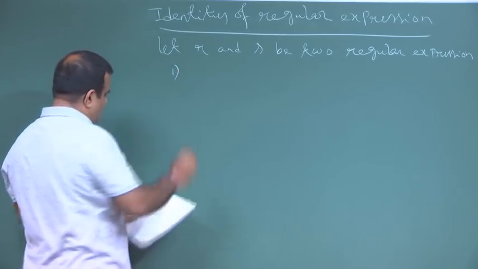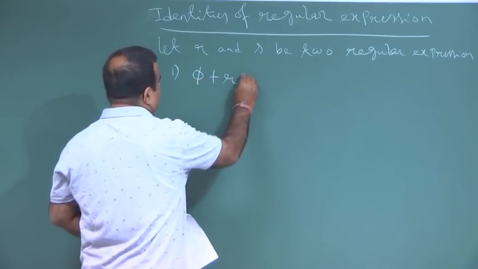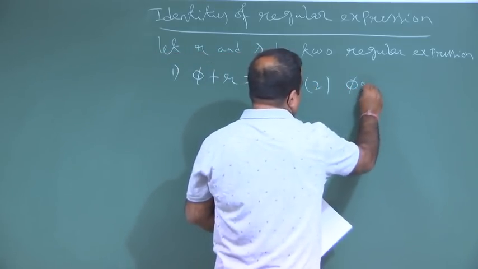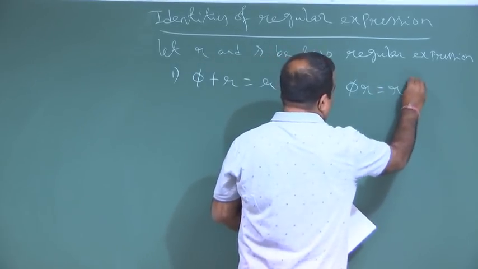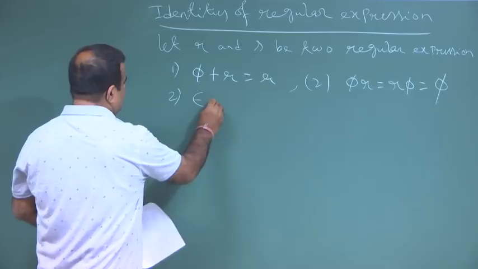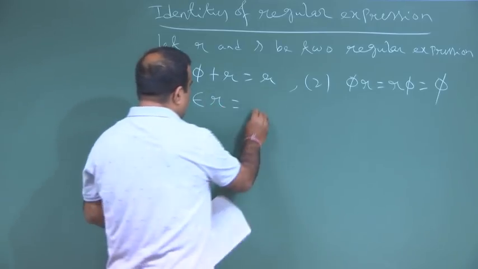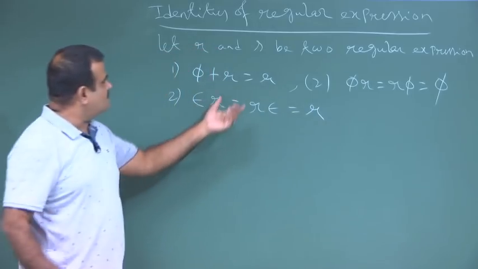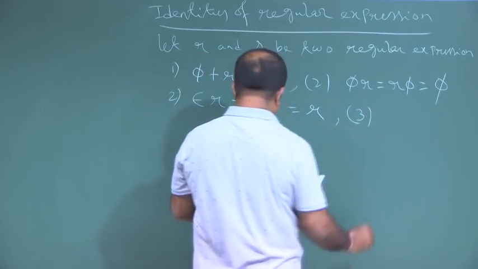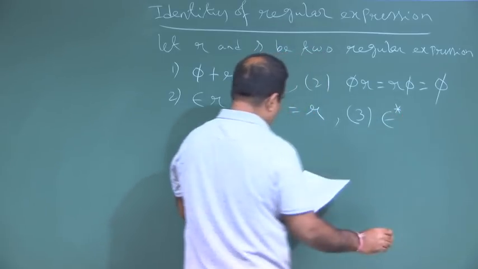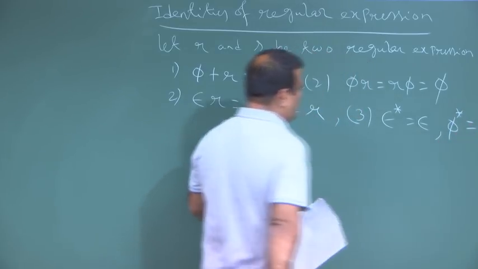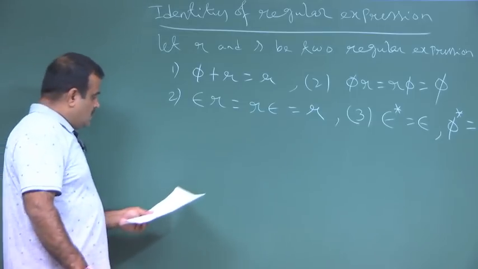Then we know these properties: phi plus R is R; phi R is equal to R phi is equal to phi; epsilon R is equal to R epsilon is equal to R. They are equal in the sense that they correspond to the same language. Then we have epsilon star is equal to epsilon, and phi star is equal to epsilon.